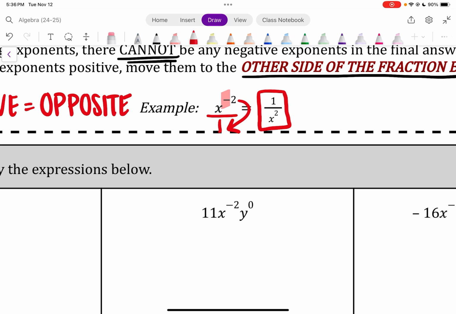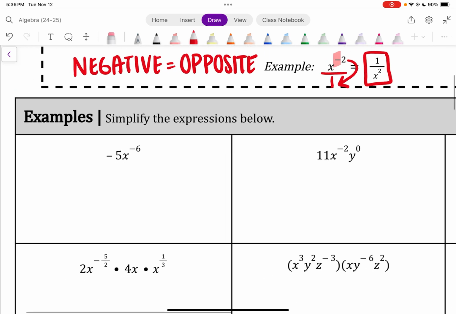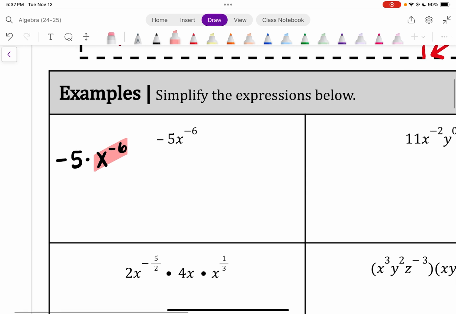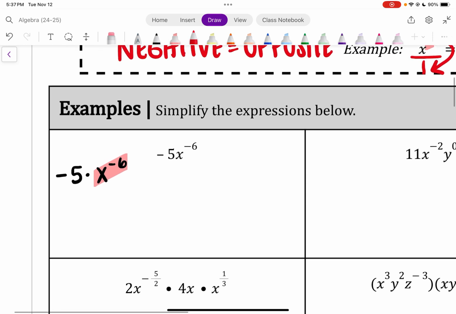Okay? So what we're going to do now is dive in. Our first example, we have negative 5x to the negative 6. The first thing I'm going to do is expand it out. So this is technically negative 5 times x to the negative 6. They're separate. That negative 6 belongs to the x. All right, so I see that I have a negative exponent. That is not allowed. So I am going to flip that mood.